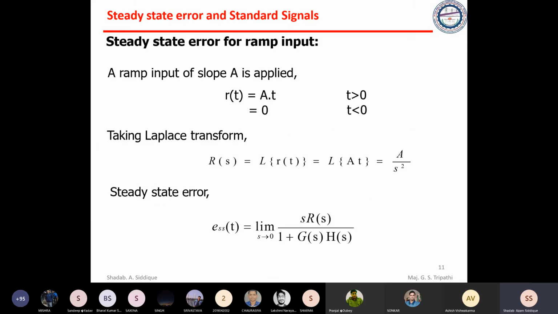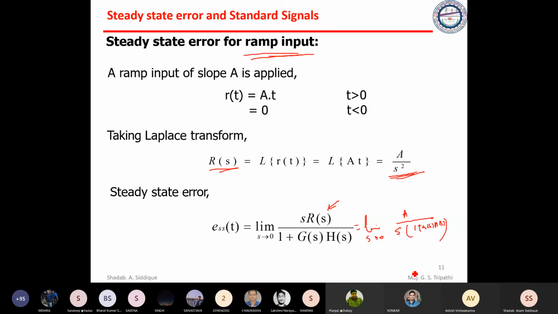So this is the response. Now we have the steady state error for a ramp input. Ramp input means r(t) is equal to At, and R(s) is A divided by s square. We have ESS equal to limit s tending to 0 of s R(s) divided by 1 plus G(s) H(s). We substitute R(s) as A divided by s square, so we get limit s tending to 0 of A by s into 1 plus G(s) H(s).